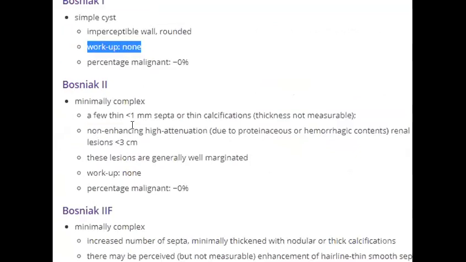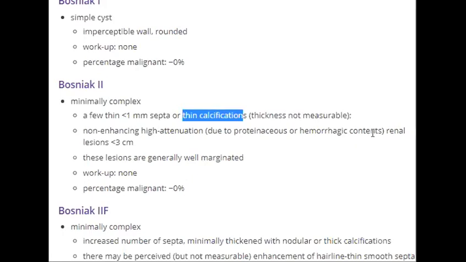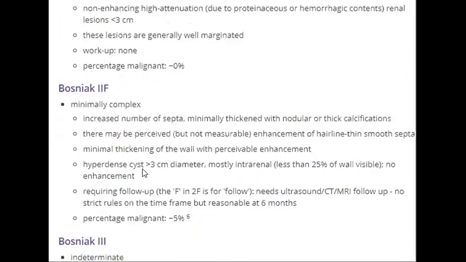Okay, Bosniak 2 is minimally complex. So you have thin septation or thin calcification. Yes, and it is not measurable. And also it could have this high attenuation content, but less than 3 centimeters. So this is more detailed. And workup again, nothing. The percentage of malignancy will be 0. Okay.